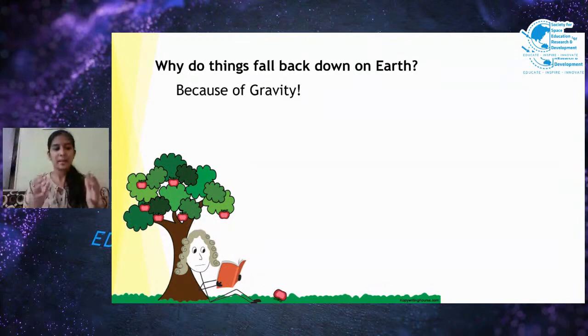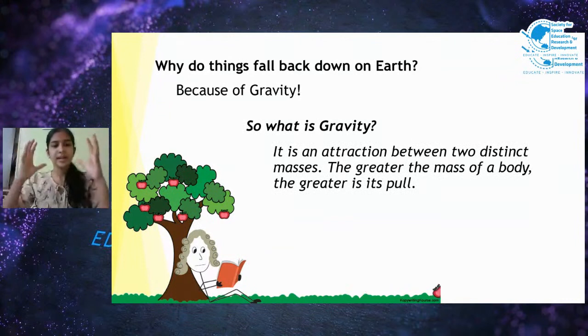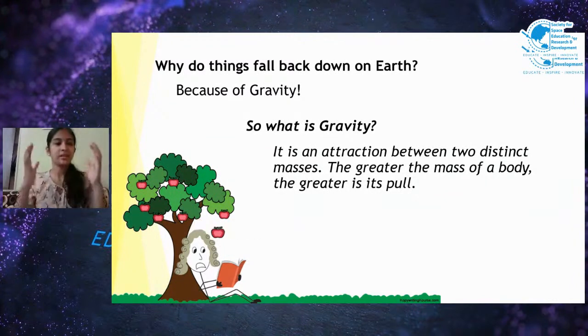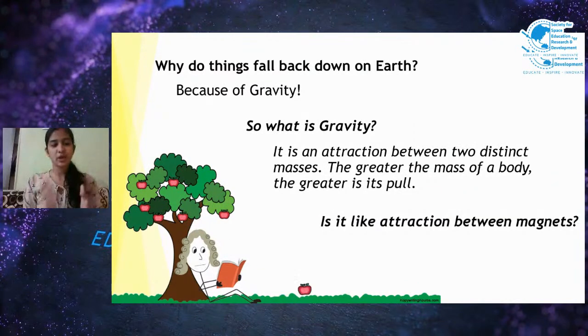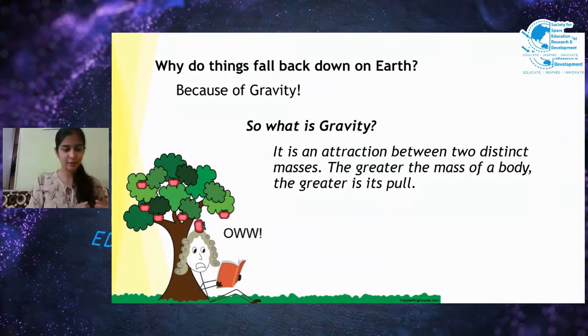Gravity is an attraction force between two masses. It is an attraction between two distinct masses, and when the mass of a body is greater, then greater is its pull. So in the case of tug of war, as we saw, the mass of the elephant is much greater than that of the persons who are pulling it. That is the reason why the elephant was able to pull them towards itself.